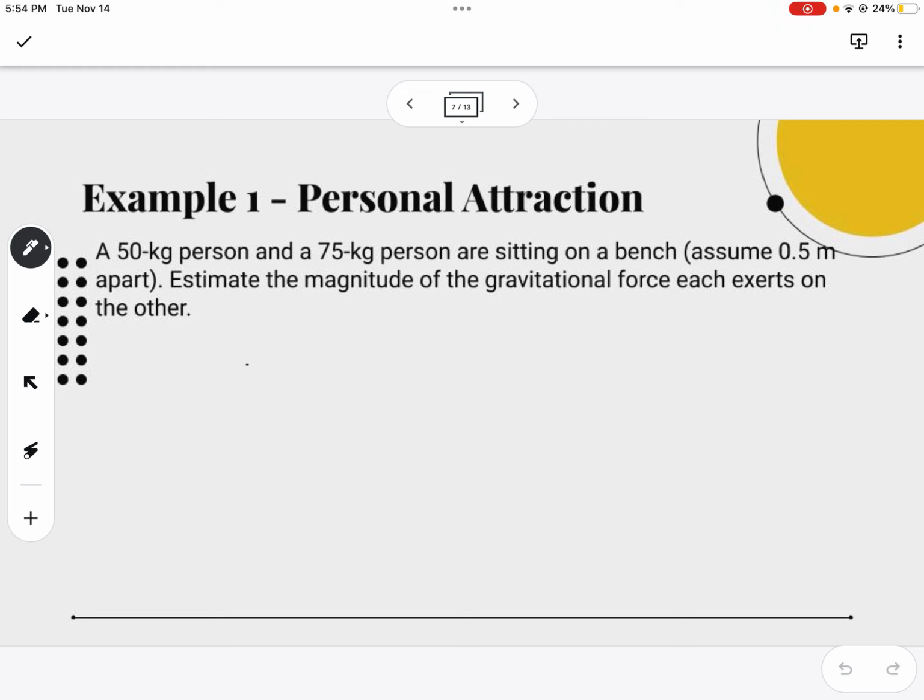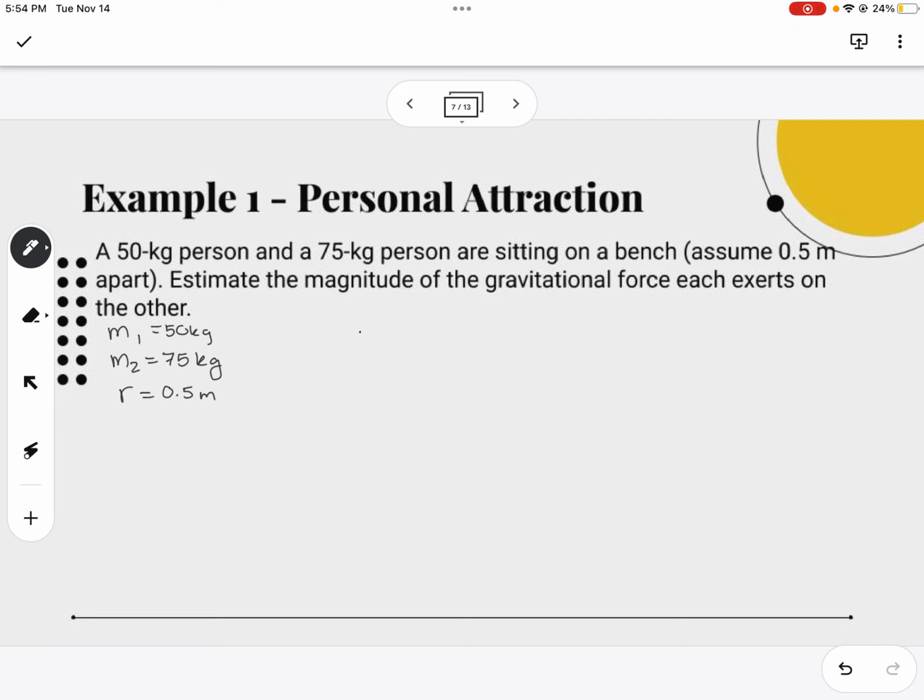Let's do some math. Okay, so mass 1, I have a 50 kilogram person. Mass 2, I have a 75 kilogram person. Honestly, classwork point to the person who comes up with the best pickup line based on this problem here. R, that's the distance between them. They're sitting a nice healthy distance apart, 0.5 meters. And we're going to estimate the magnitude of gravitational force each exerts on the other.